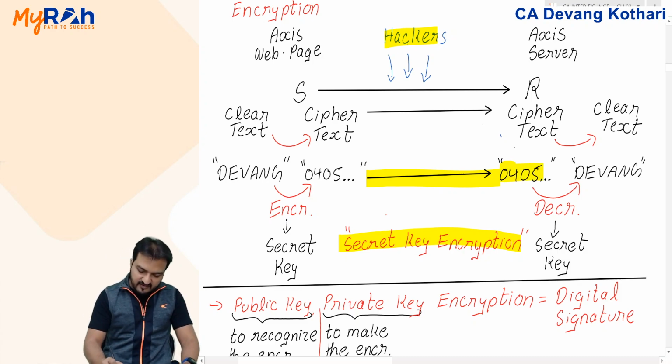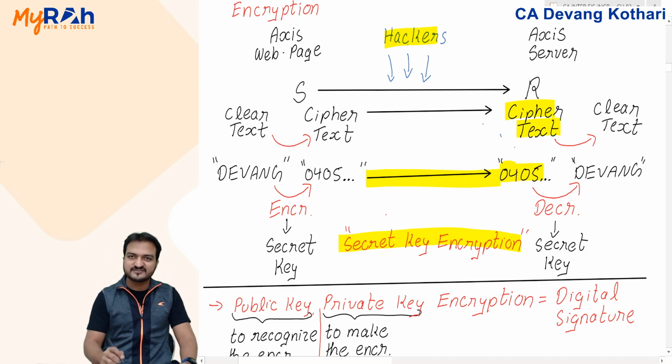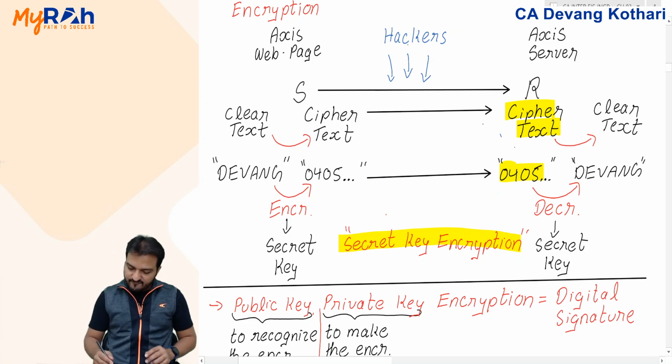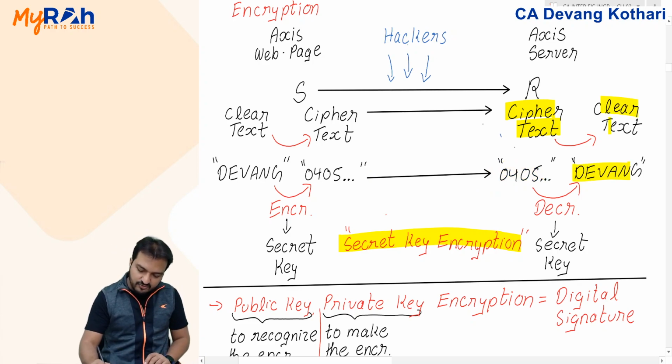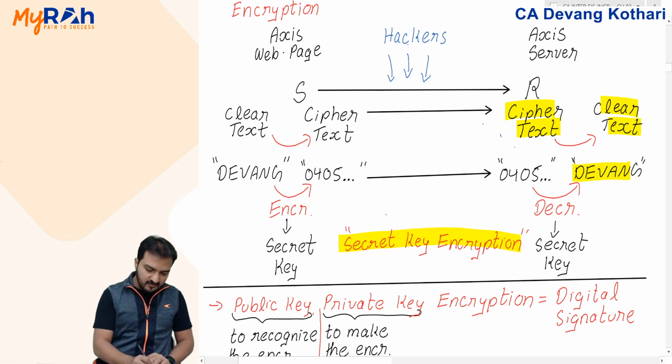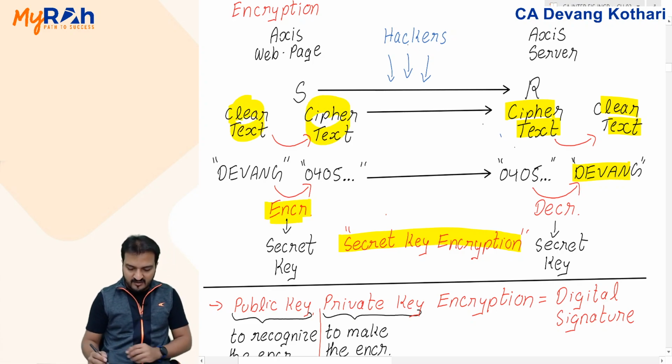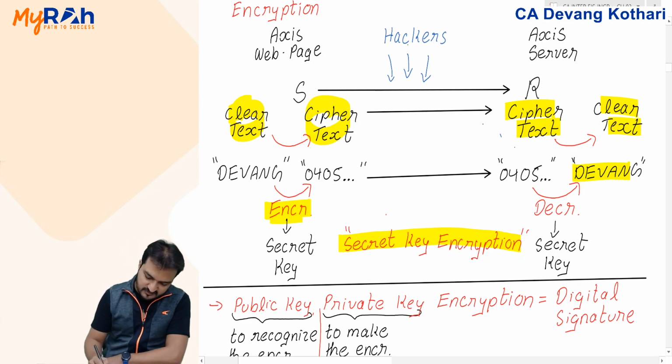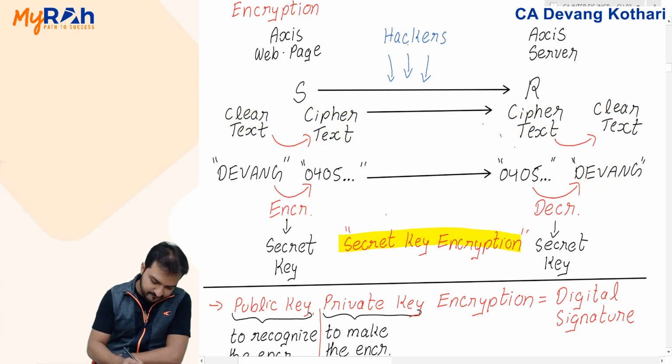Now at the receiving end, it receives the ciphertext, that is the code language. That ciphertext is then converted back into the clear text. Converting clear text into ciphertext is called encryption, and later converting that ciphertext back into the clear text is called decryption.